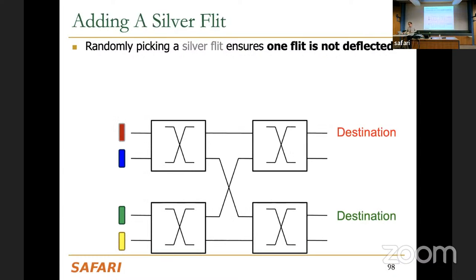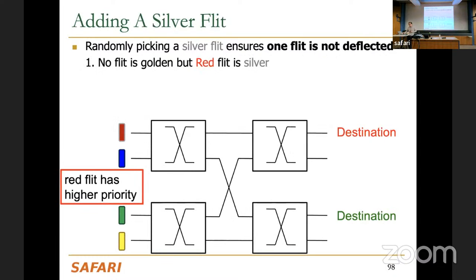So let's take a look at this basically. All flits have equal priority over here. No flit is golden, but the red flit is silver. We just randomly determined that the red flit is silver. And the red flit wins at the first stage basically.